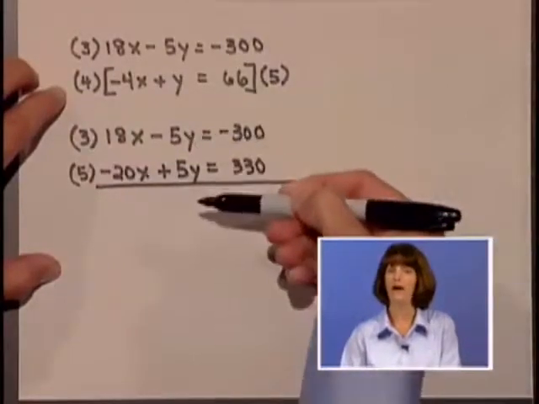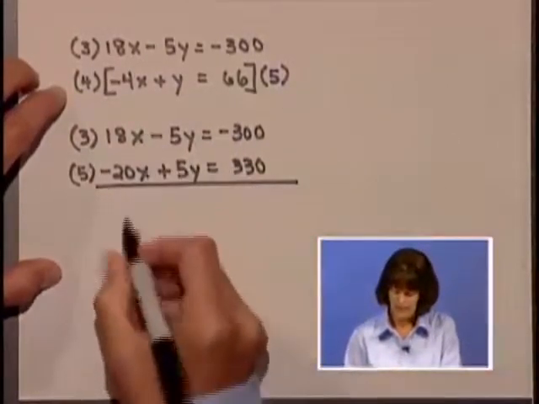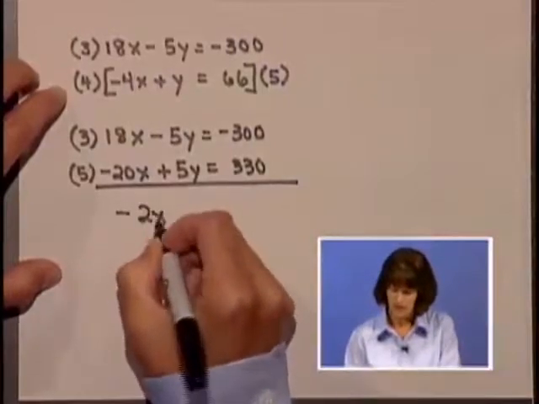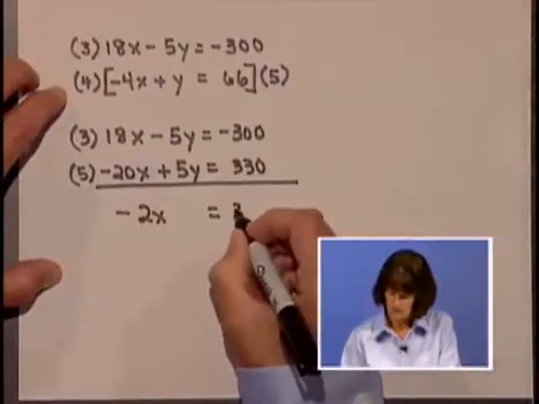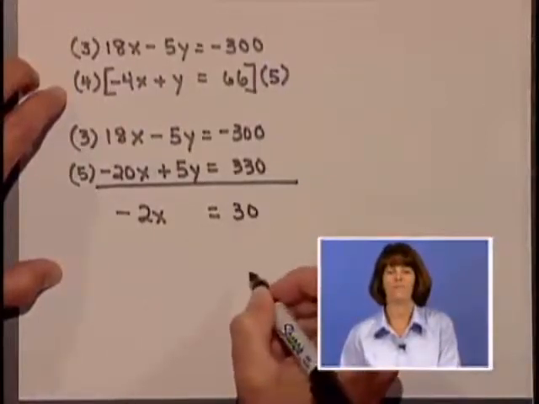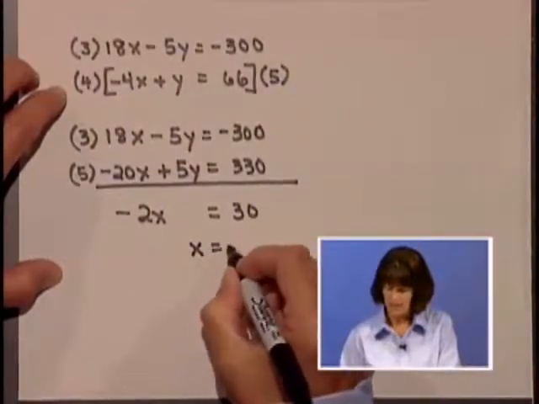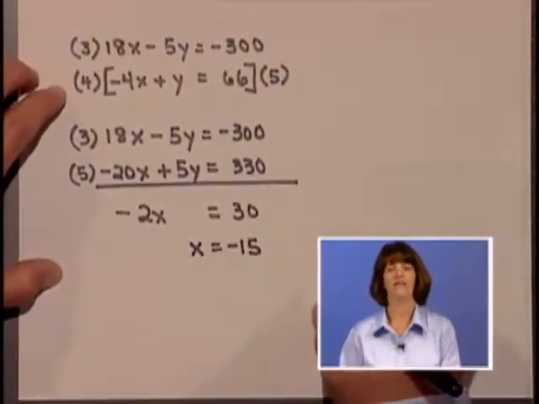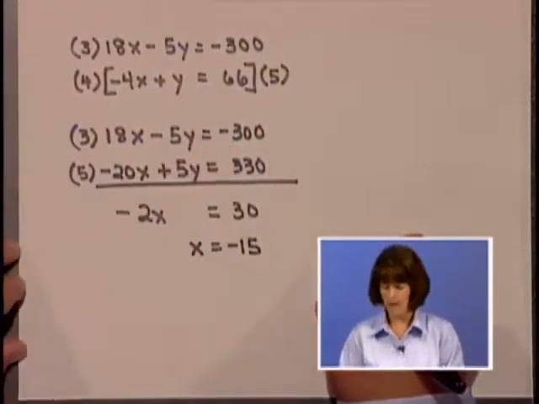The -5y, positive 5y cancel. With the x's, 18 and a -20 is a -2x. On the right, -300 and 330 is 30. Dividing both sides by a -2 yields x equal -15. We're almost there. Now let's go solve for y.